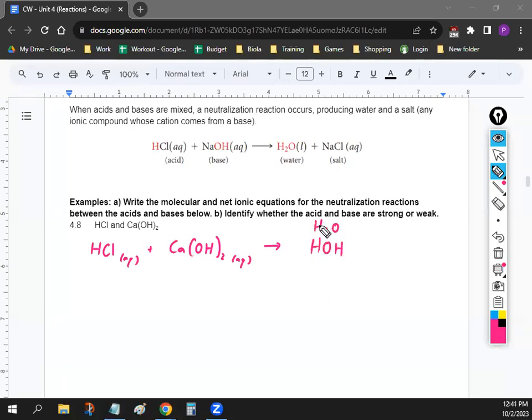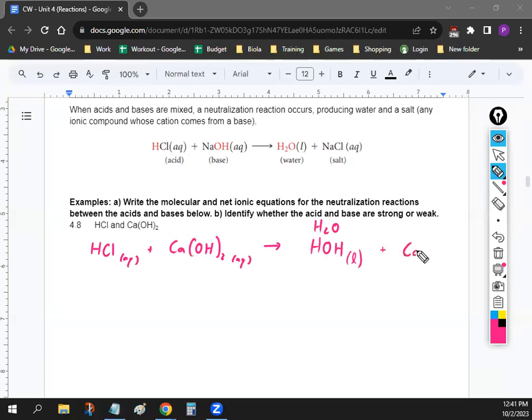H2O. A lot of times you'll see it written either way, but just know HOH is the same thing as H2O. Sometimes they'll write it this way, sometimes they'll write it that way. It doesn't really matter though. And we know from personal experience that water is a liquid, right? So we'll identify water as a liquid.